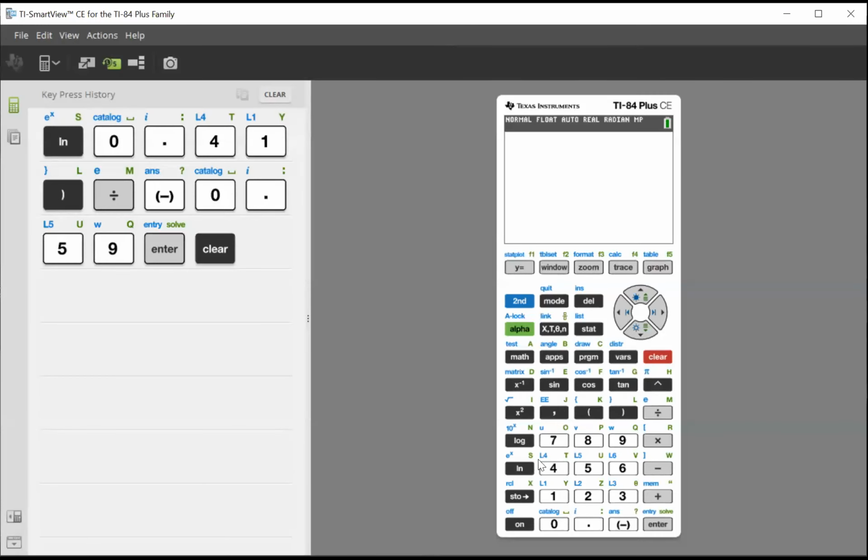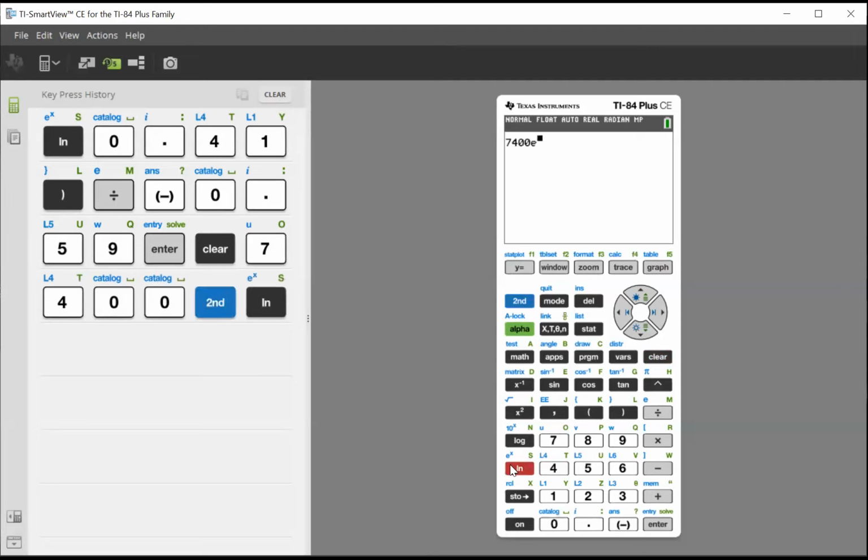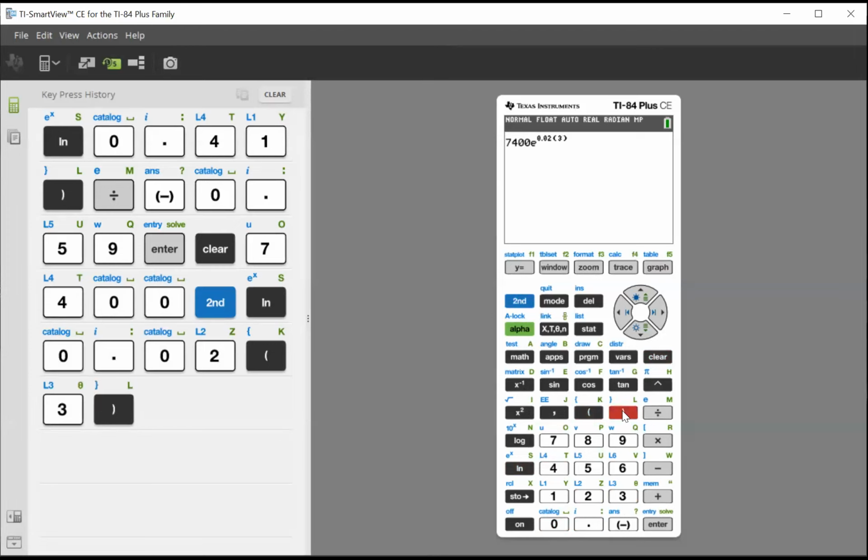So 7,400. Now to get to e with the exponent, I want to hit second LN. And then we had 0.02 times RT, which was 3 years. Now we're going to round this to the nearest hundredth.